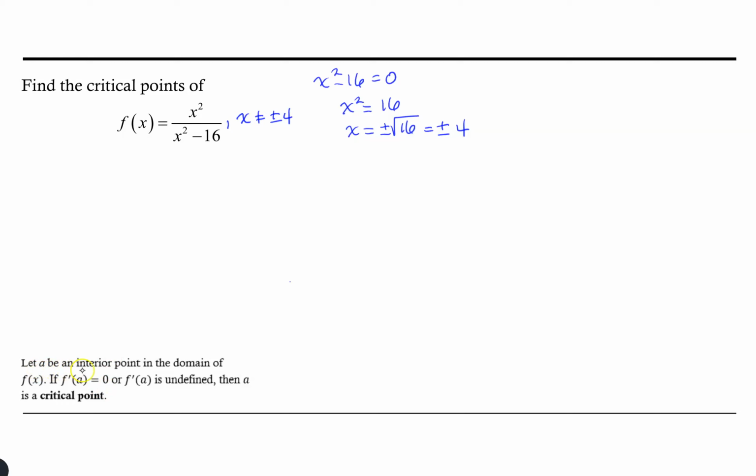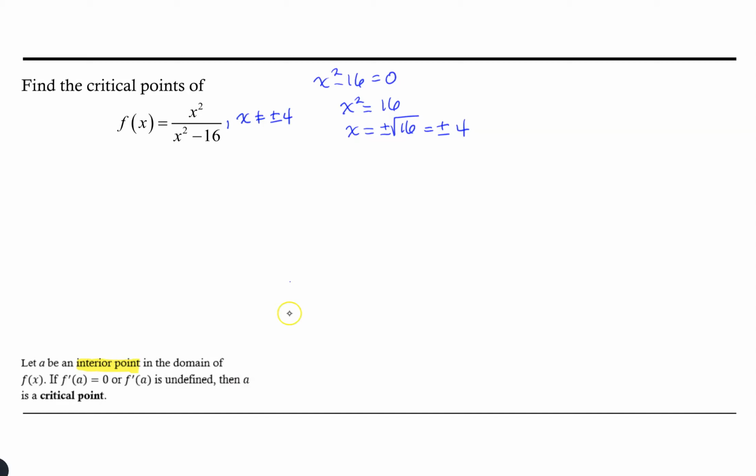So let a be an interior point of the domain of a function. So the domain of this function is all real numbers except positive and negative 4. If f prime of a is 0 or f prime of a is undefined, then a is a critical point. So the key here being the fact that it has to be an interior point.